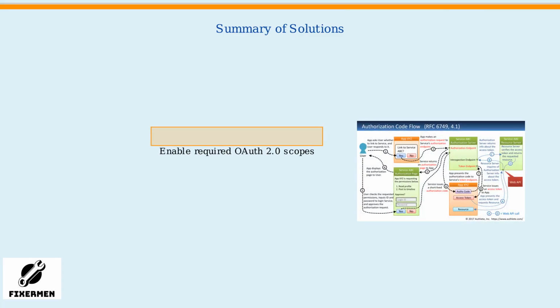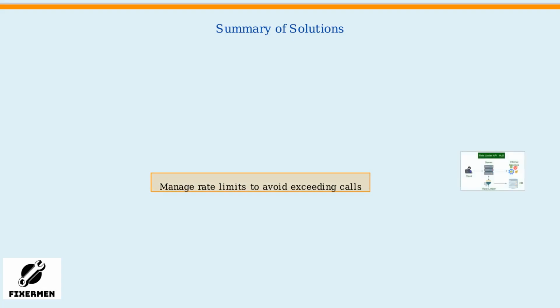To recap the solutions for fixing PayPal error code 1001, let's review the key steps. First, verify your API credentials, including your client ID and secret, to ensure they are valid and correctly configured. Second, enable the required OAuth 2.0 scopes in your PayPal app settings to grant the necessary permissions. Third, manage rate limits by monitoring your API calls and avoiding exceeding the allowed requests per hour.